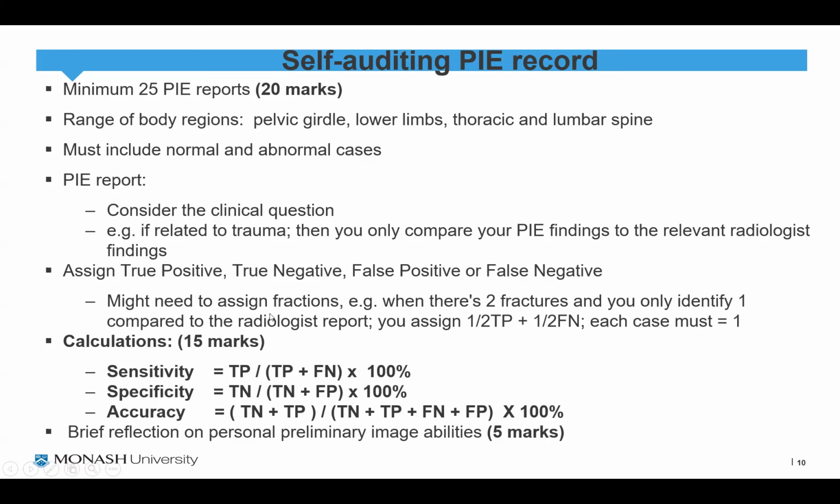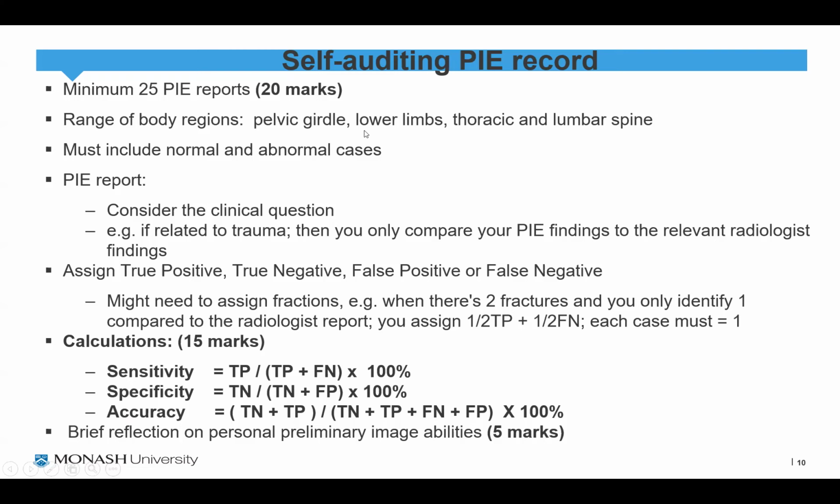And then just as an example again here, sometimes you have to use fractions. So if there's 2 fractures, you've only identified 1, and then the radiologist mentioned something else, then it's only half of a true positive and half of a false negative. So important is each case can only be equal to 1. You can't decide, I'm going to make it equal to 2, because then in the end, it does not work out at all. So each case must be assigned in such a way that it's only equal to 1.